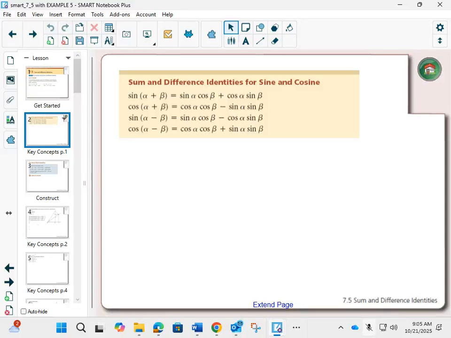In section 7.5, we get introduced to these scary looking formulas, which are actually not that scary to use. They just look really big. They would be hard to remember if you didn't have them on your formula sheet because they look so much the same.